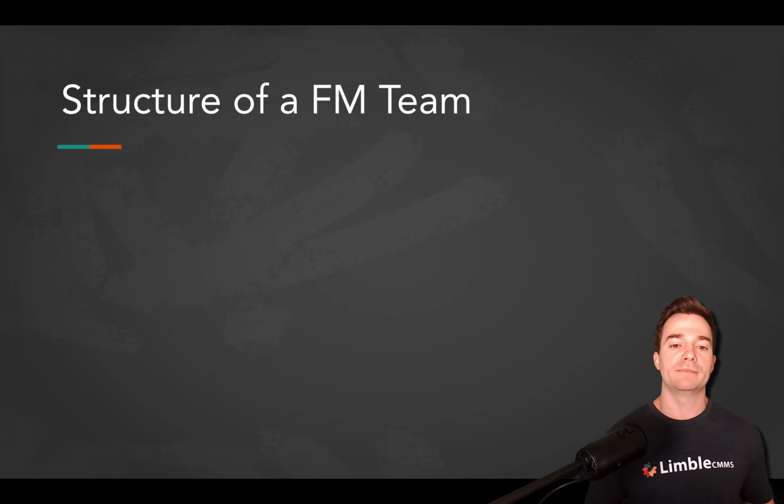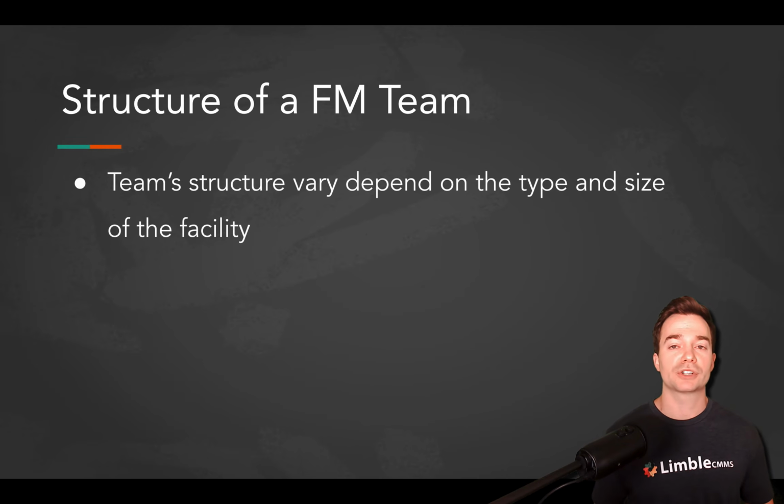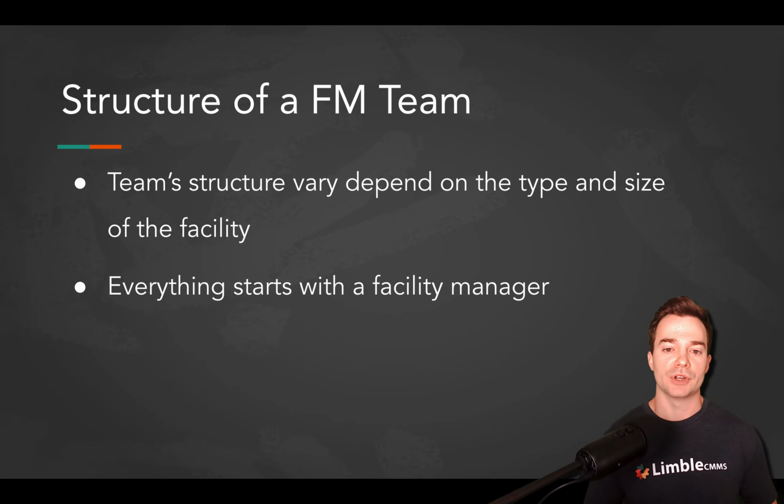The first step of implementing an effective FM program is to structure a team. Of course, the structure of a team depends on the size of the organization as well as the facility that is being managed. Now, in general, everything starts with a facility manager. When operating as a part of a smaller team, they will coordinate maintenance activities and have a lot of general input into the day-to-day activities. In a large organization, they will be focused on strategic initiatives and coordinate top-level activities with heads of different departments.